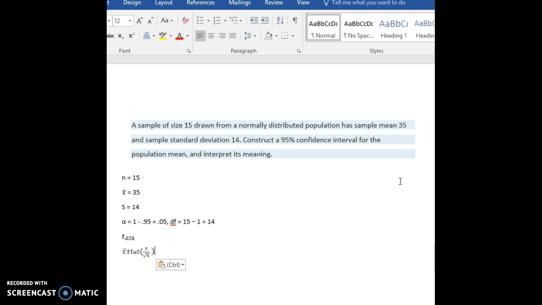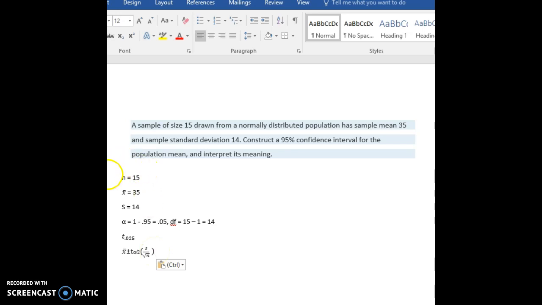Now first, let's note two things. Our sample size is small. It's less than 30. And also, we do not know the population standard deviation. We know the sample standard deviation. So that means we need to use this formula right down here, which involves our t-chart rather than the standard normal distribution chart we have been using before.